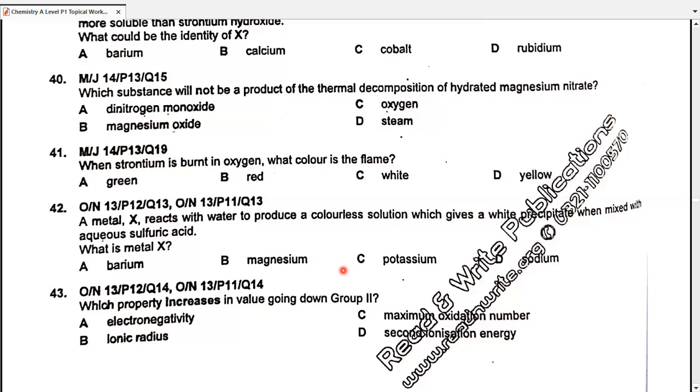Yes, barium. Good. Because barium is going to give barium hydroxide, which is soluble, and finally barium sulfate, which are white precipitate. Moving on, 43.